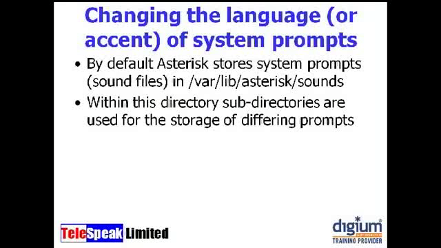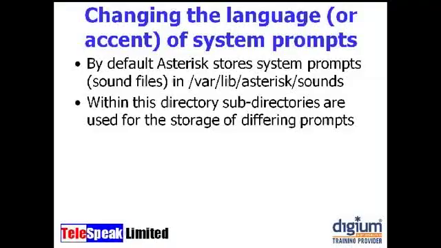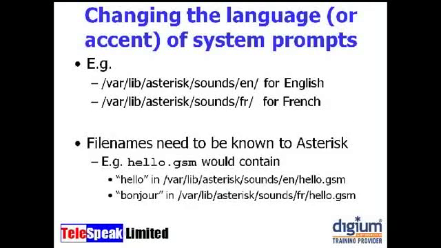And within these subdirectories, we can put different prompts. So we can put FR for France, for example, ES for España or Spain. In fact, there's some examples. So if we were using EN for English, FR for French. Now, of course, Asterisk is only going to deal with one set of file names. So we'd be thinking of hello.gsm. But hello.gsm in /var/lib/asterisk/sounds/en could actually contain the spoken word hello, whereas in the French version it could contain bonjour. Right, so you can deal with these languages.